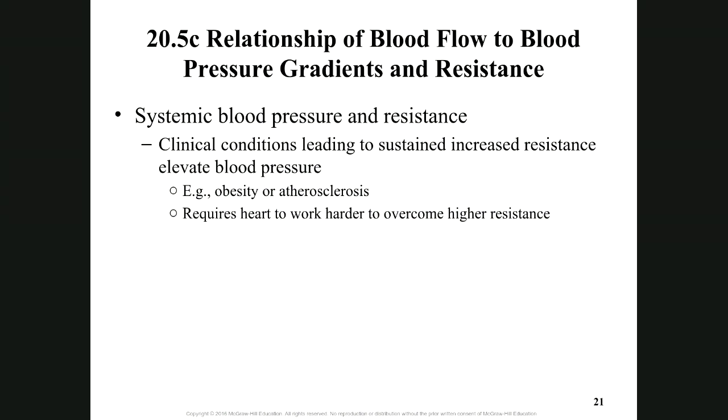The systemic blood pressure and resistance are related to each other. Clinical conditions leading to sustained increased resistance can elevate the blood pressure. You see that at the time of obesity, at the time of atherosclerosis, our blood pressure increases. And it requires our heart to work harder to overcome this higher resistance, so the heart can beat faster and stronger.